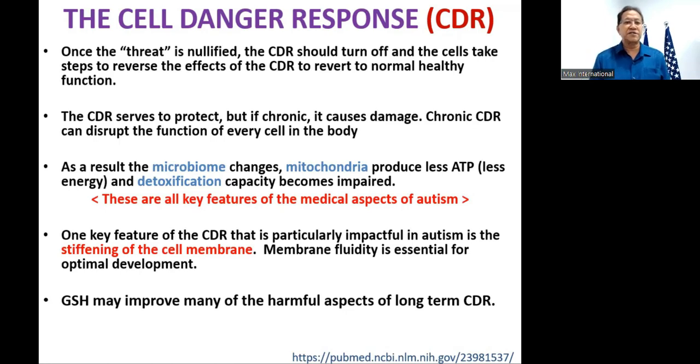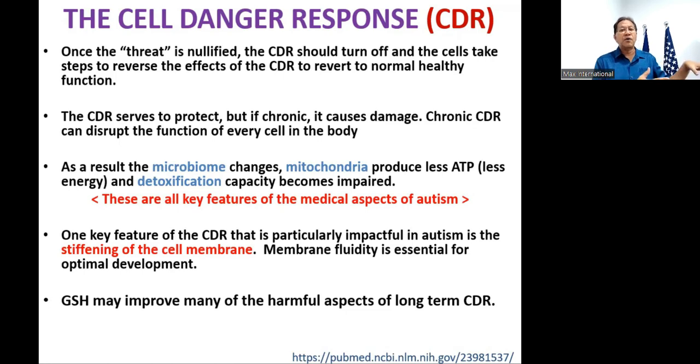Chronic CDR can disrupt the function of every cell in the body. As a result, the microbiome changes, so the bacterial component of the gut changes. The mitochondria produce less ATP, therefore they have less energy to function, and detox capacity also becomes impaired. All this requires energy. All this also happens to be the key features of the medical aspects of autism. So that we need to understand.